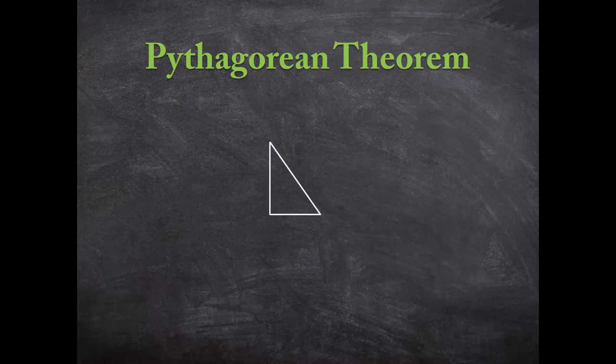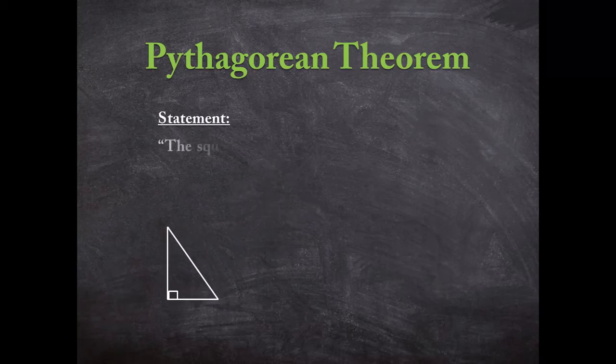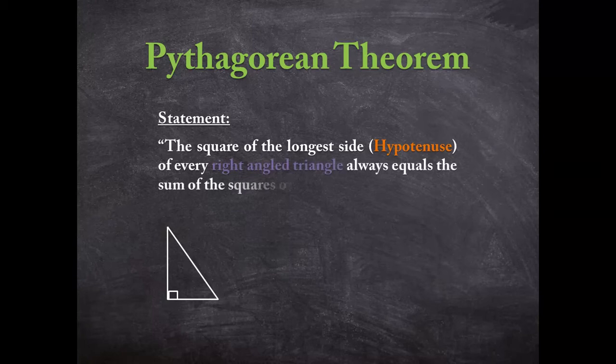The Pythagorean theorem is a fundamental relationship among the three sides of a right triangle, and it simply states that the square of the longest side of every right angle triangle always equals the sum of the squares of its other two sides. Here we have only 2 points that we need to understand in this theorem.